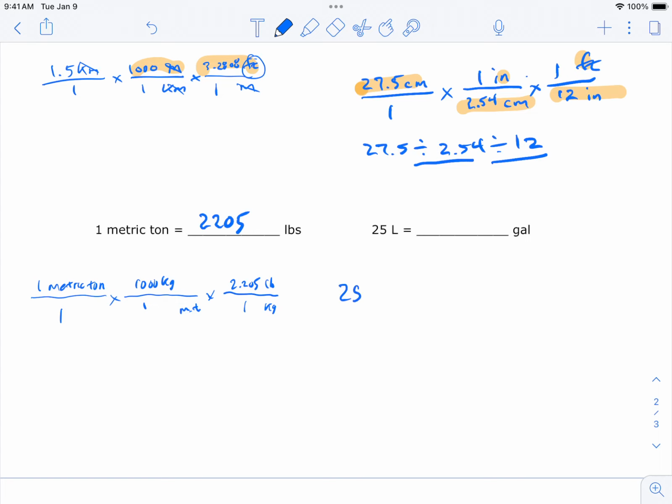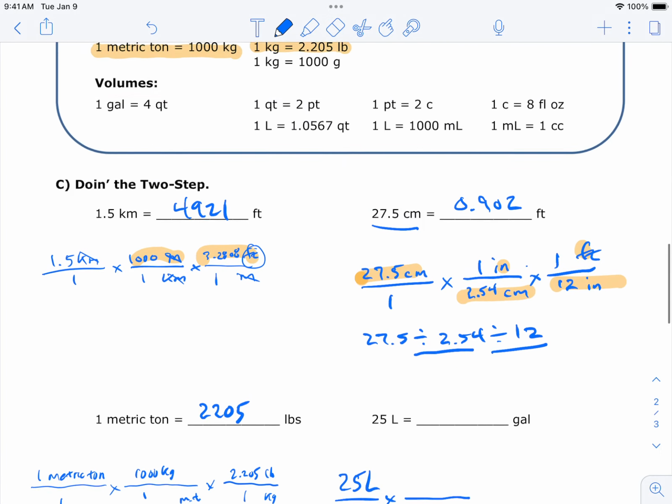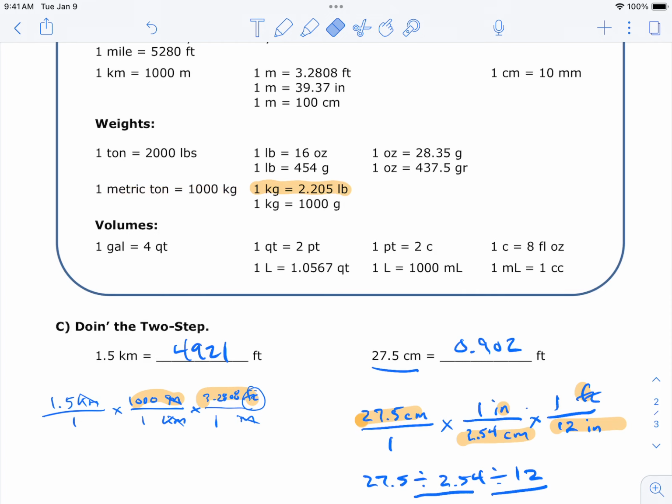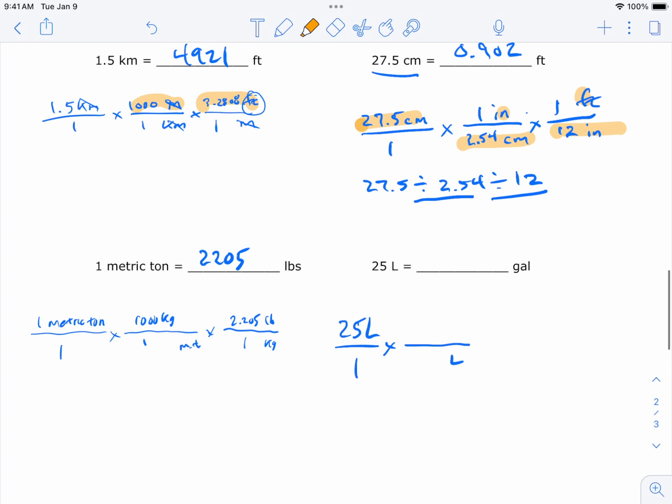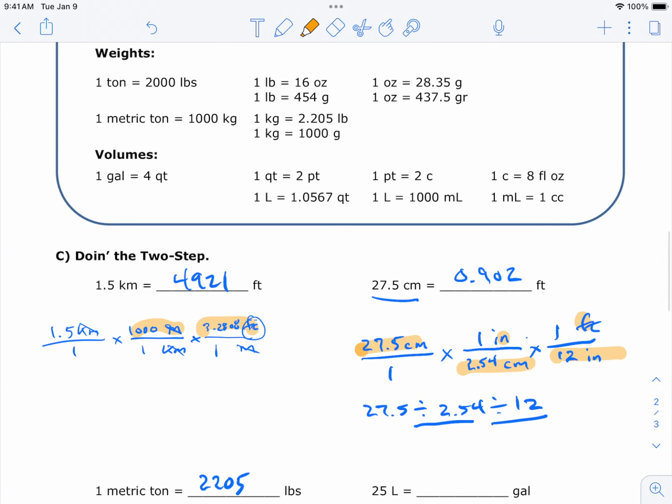Back already, huh? Well, 25 liters over 1. Now I'm going to cancel liters for sure. Can I get straight to gallons is always the big question. Can I get straight to gallons? Let's see. What do I have again? I have liters. Where do liters show up? Liters show up here. That gets me to quarts.